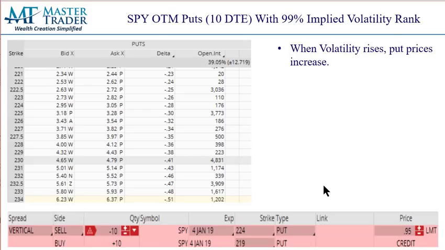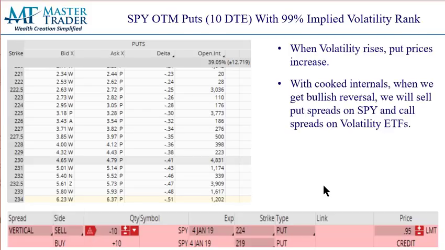Now I'm going to show you the closing prices of these out of the money puts on the spiders. So when that volatility, the VIX, rises, the prices of these puts skyrocket, and that's what makes it attractive for us. I showed you the cooked internals. I showed you different pictures that we're going to be looking for. I don't know which picture is going to happen until it happens, and then I'll show you what we did.